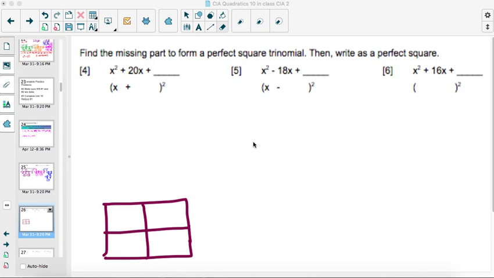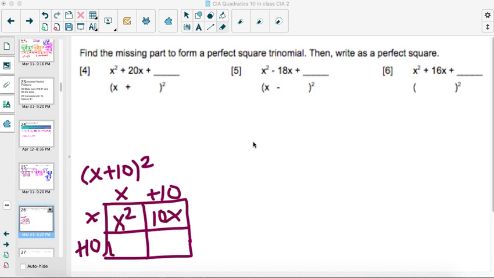And remember, if I gave you something like this, you would write x plus 10 on one side of the box, x plus 10 on the other side, because squared just means doing the same thing twice. So I get x squared, 10x, 10x, and 100. All right, so my final thing would be x squared plus, I can add these together, plus 20x.